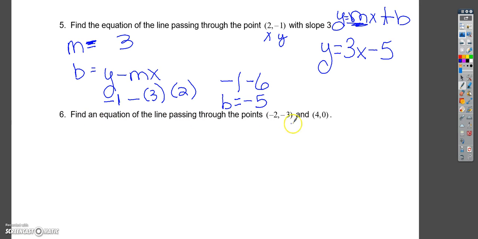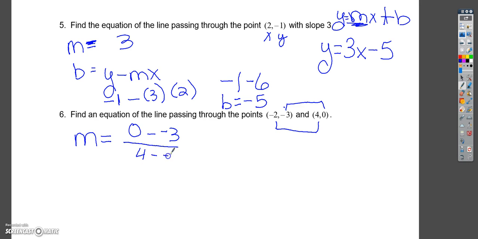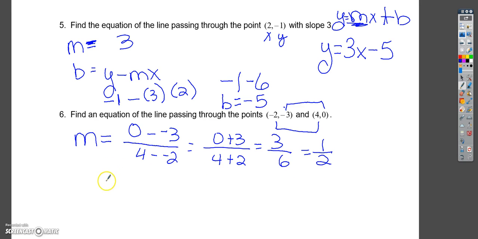So find the equation of line that passes through these 2 points. First you have to find m, which is y2 minus y1, so 0 minus -3, over x2 minus x1, 4 minus -2. That becomes 0 plus 3, which is 3, over 4 plus 2, which is 6, so our slope is 1/2.